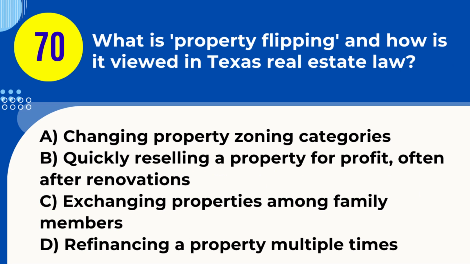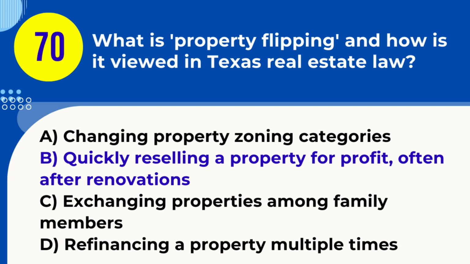Question 70. What is property flipping and how is it viewed in Texas real estate law? A. Changing property zoning categories. B. Quickly reselling a property for profit, often after renovations. C. Exchanging properties among family members. D. Refinancing a property multiple times.